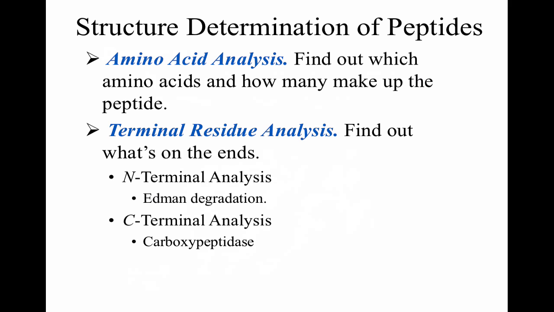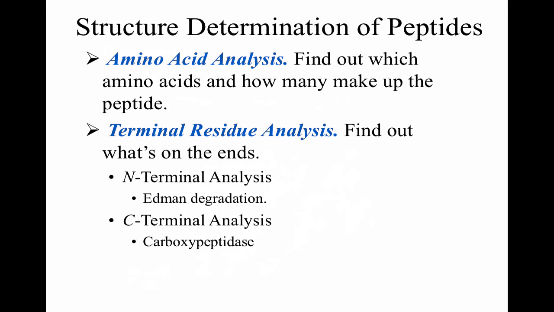Okay? You can also do C-terminal analysis, where you're using this enzyme called carboxypeptidase, which means it only functions on the C-terminal residue of a peptide. Exactly how it does that, I don't know, but it's an enzyme that does it very selectively. It will clip off that C-terminal amino acid, and then you can isolate that amino acid and analyze it for what it is.